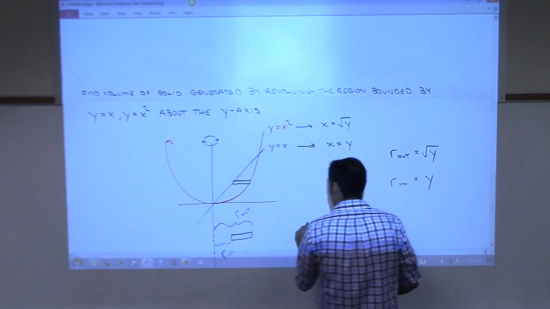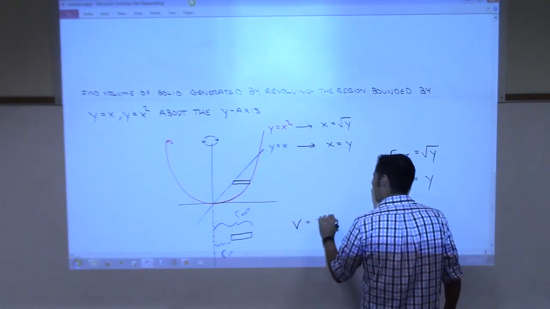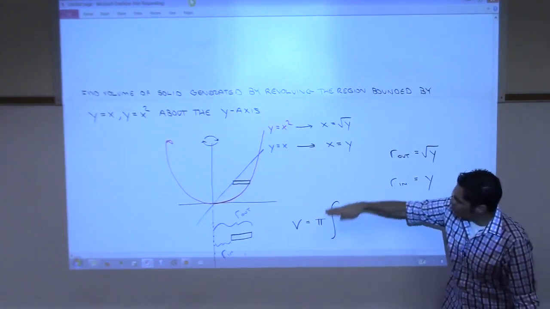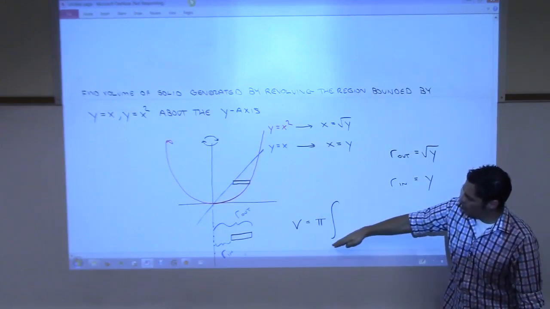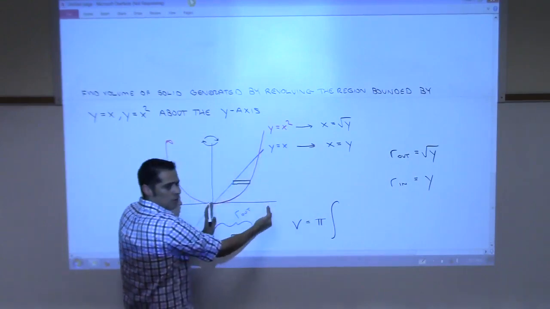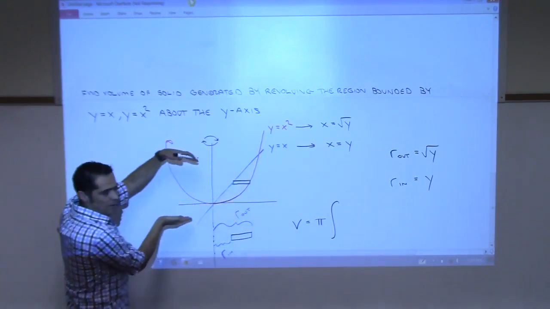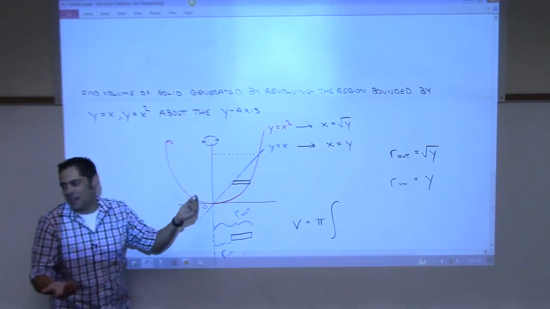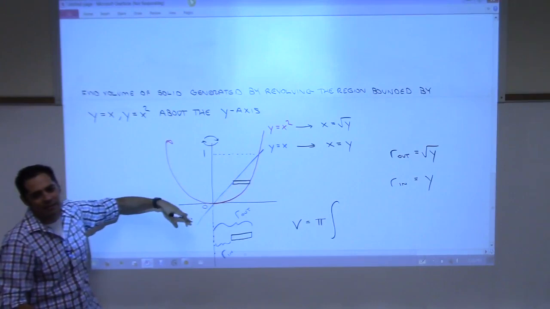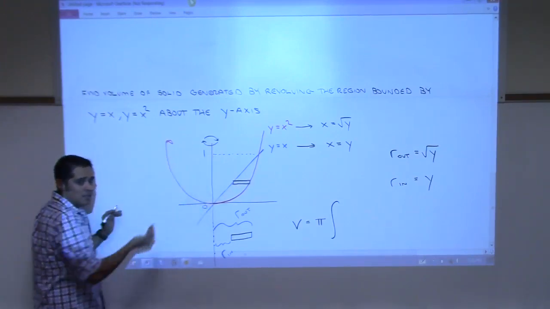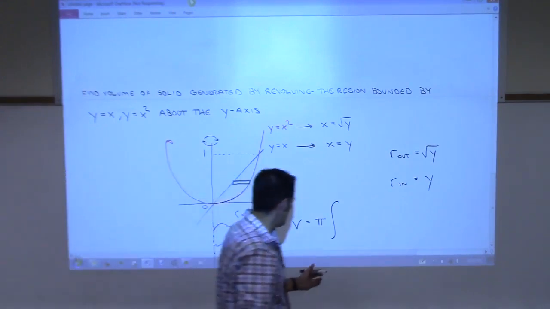You need limits of integration, though. The volume will be pi... What about limits of integration? Where are we going to go from? Where to where? So are we looking at the x's anymore? No, we have to do this way now. So you have to know where they hit here and here, and it actually turns out to be the same. It's 0, 1 again, but because we're looking this way, we're looking at how our y changes instead of our x. So we still go 0 to 1.